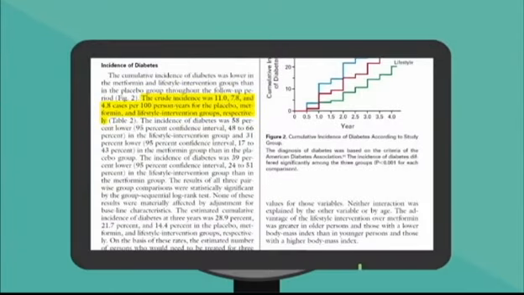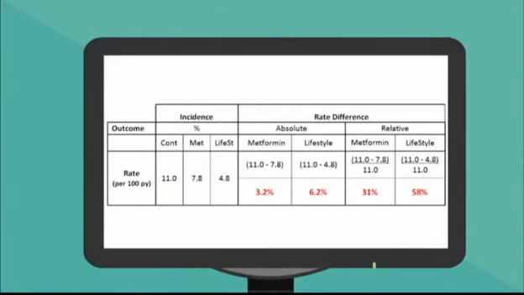This article reports on the incidence of diabetes. So the numerator is the number of new cases, and the denominator, the measure of time, is the total time all patients were followed, so the person-years of follow-up. So this study reported on the absolute rate difference, 3.2% and 6.2% for metformin and lifestyle, as well as the relative rate reduction, which is 31% and 58% for metformin and lifestyle. Are these important differences?